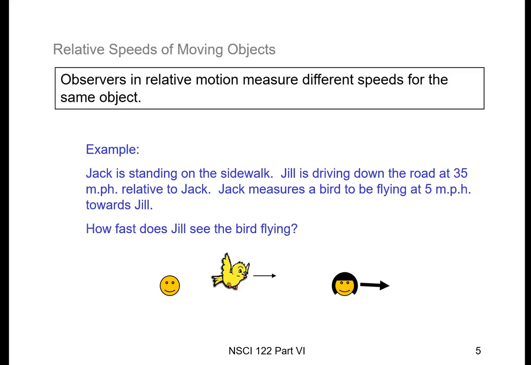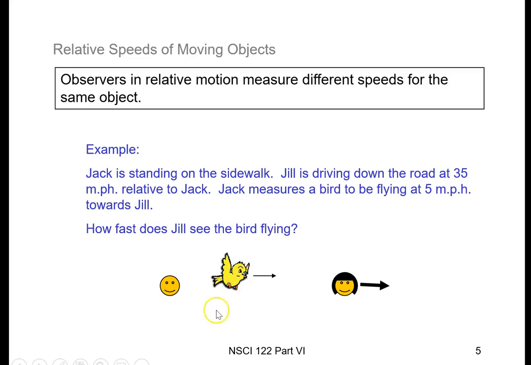Here's an example. Imagine this. Suppose that one observer, I call this observer Jack, is stationary, standing on the sidewalk outside campus, right? Relative to us, maybe we're standing with Jack, okay? So relative to us, Jack's stationary. Jill is in her car and she's driving down the road, driving down Central Avenue at 35 miles per hour, and we'll say to the right. We'll call that direction to the right.